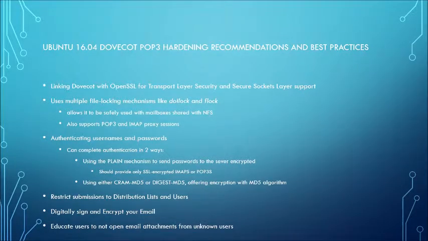Other hardening recommendations include restricting submissions to distribution lists and users, which restricts who can send email messages to an individual user or a distribution list. Restricting submissions prevents non-trusted senders such as unauthorized internet users from sending email to an internal only distribution list. The next thing you should do is digitally sign and encrypt your email. It prevents anyone from intercepting and reading your email, and makes sure it is only opened by the person you sent the message to.